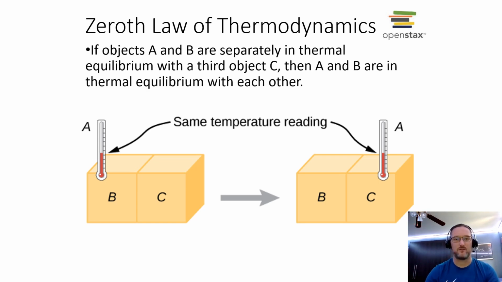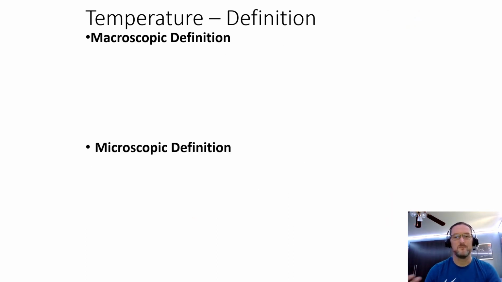So this is what the textbook says exactly. If objects A and B are separately in thermal equilibrium with a third object C, then A and B are in thermal equilibrium with each other. Really, things at the same temperature are in thermal equilibrium. But what does temperature really mean? Let's talk about it briefly.